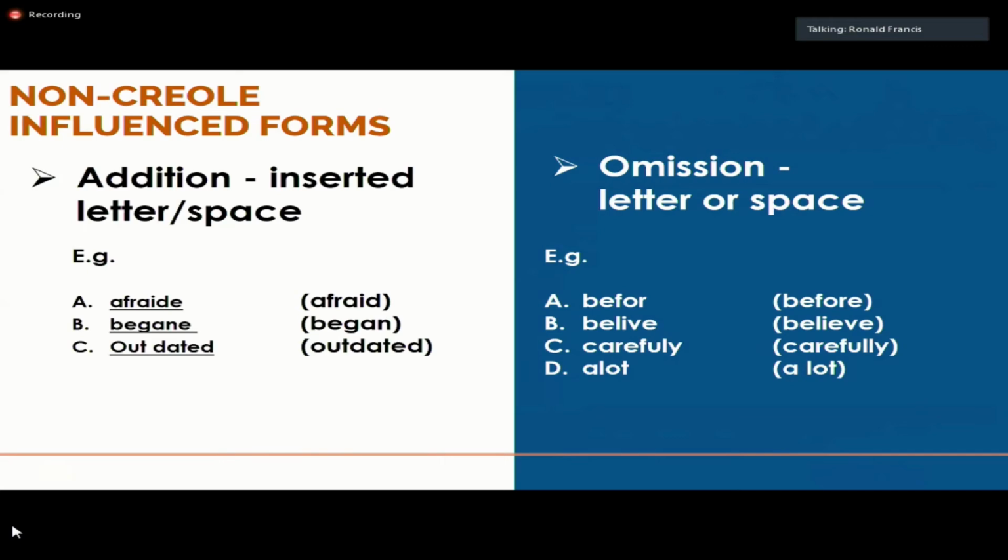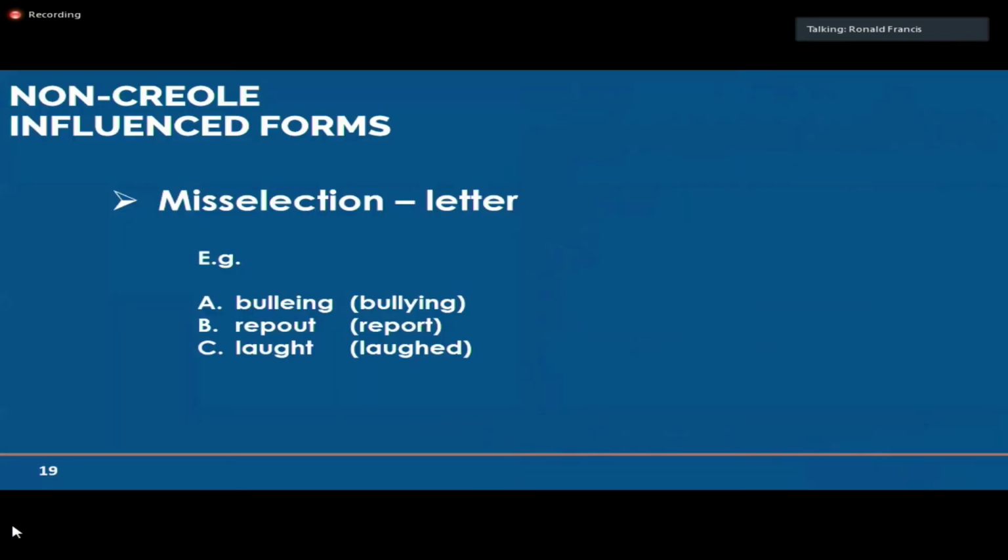English has numerous, for example, double consonants, which are historical and have nothing whatsoever to do with pronunciation. And in words like carefully, for example, we have an example there, or words like a lot are often spelled without the space, even though the space is required. So there are a lot of things that are due to English complexity and are not due to transfer of the Creole language.